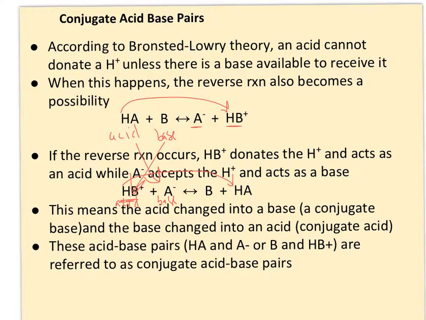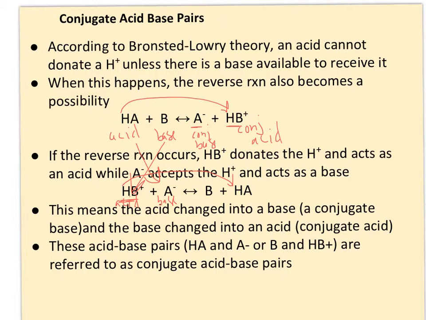So A minus here would be my conjugate base. My acid becomes a base. My base would become my conjugate acid. And when I run the reverse reaction, I have an acid and base dissociating back into another acid and base. So these are our conjugate acid-base pairs.